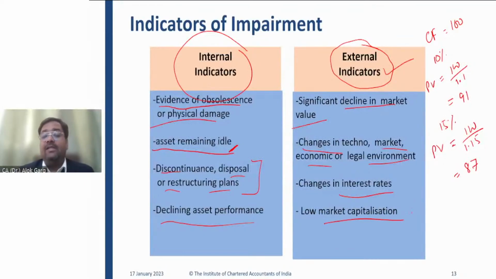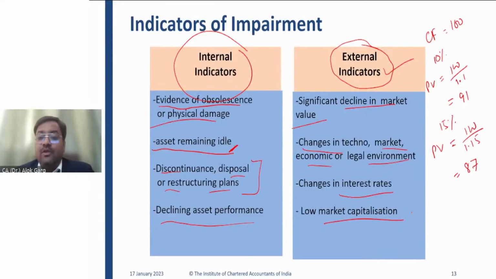Low market capitalization is again an external indicator of impairment. Vodafone Idea Limited. The market capitalization, the value of the shares of Vodafone Idea, is lower than the asset value, lower than their balance sheet value, right? It is again an external indicator of impairment. Sir, is it an exhaustive list or an indicative list? This is an illustrative, indicative list. This is not an exhaustive list, right?